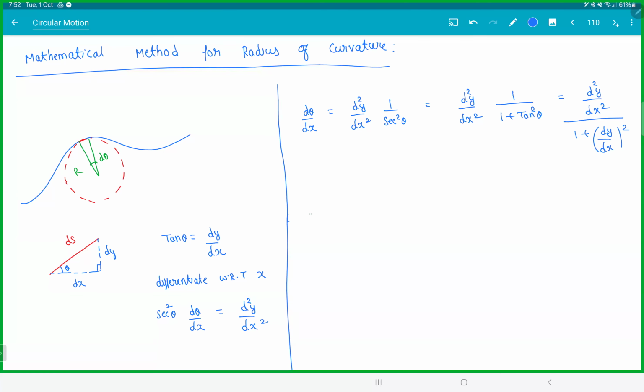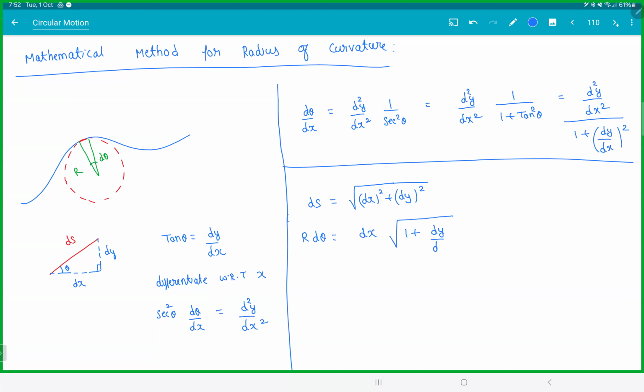Now, we can clearly see here, that is one part. The ds is equal to root over dx whole square plus dy square, it's the Pythagoras theorem. So this ds can also be written as r d theta. Take out dx common from here. This will be root over 1 plus dy by dx whole square. Derivation is not important. So we get radius of curvature will be 1 plus dy by dx whole square to the power half into dx by d theta. But I already calculated d theta by dx. Take this and substitute here.